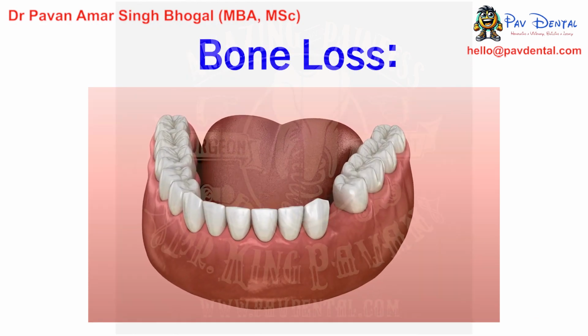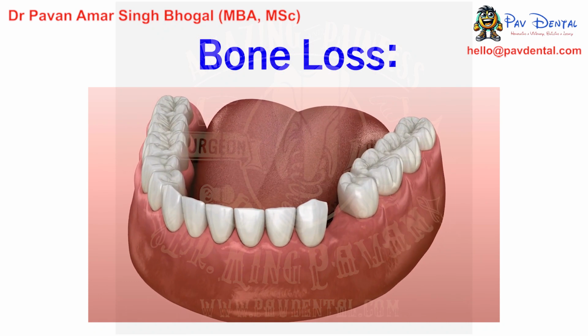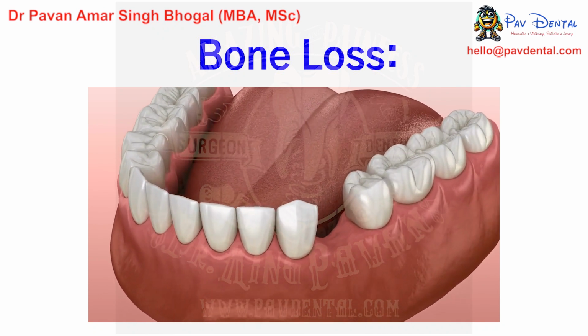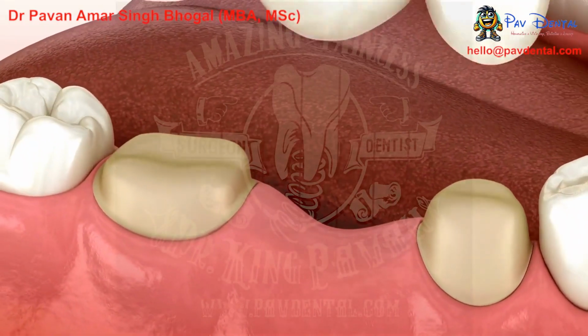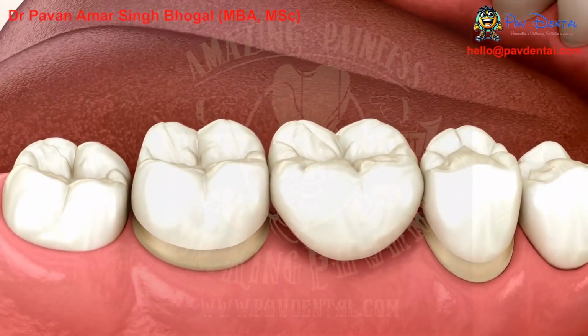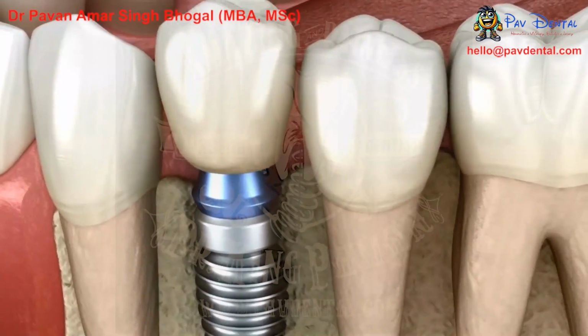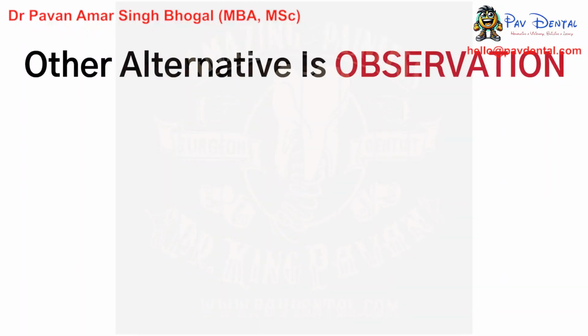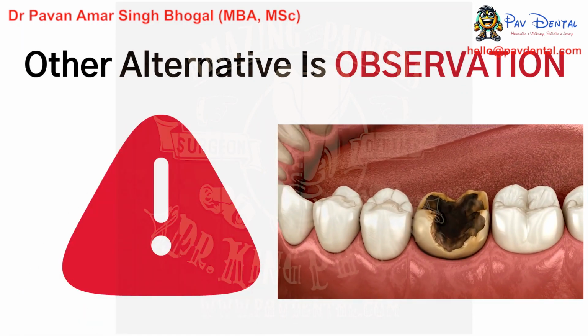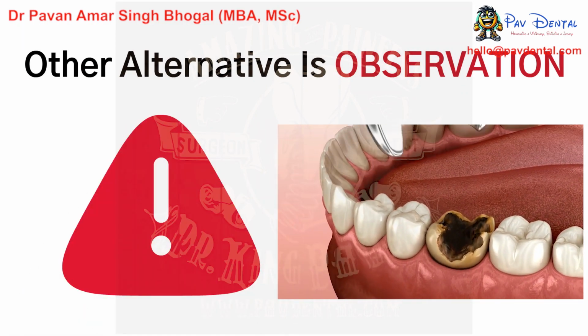Bone loss. The jawbone needs stimulation from your tooth root to stay healthy. A missing tooth can lead to bone loss over time. Need for replacements. To restore your ability to eat and speak properly, you may need a dental bridge, implant, or denture, which can be costly. Another alternative is observation, accepting the risks associated with not treating the tooth.